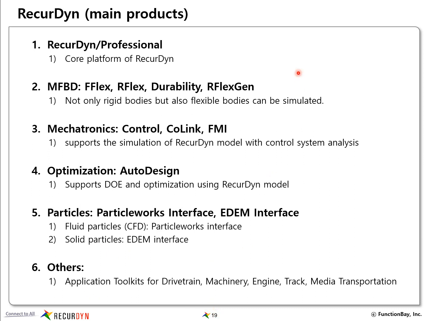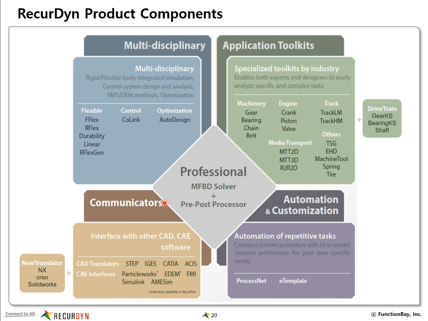RecurDyn consists of a core platform called RecurDyn Professional, and there are various interdisciplinary toolkits such as MFBD related toolkits. Mechatronics and optimization toolkits are available, and also particle dynamics software related interface and various application toolkits are available. This shows the components of RecurDyn. RecurDyn Professional is the core platform, and it has multidisciplinary toolkits, application toolkits, communicators including CAD translators or co-simulation interfaces, and automation and customization tools are available.